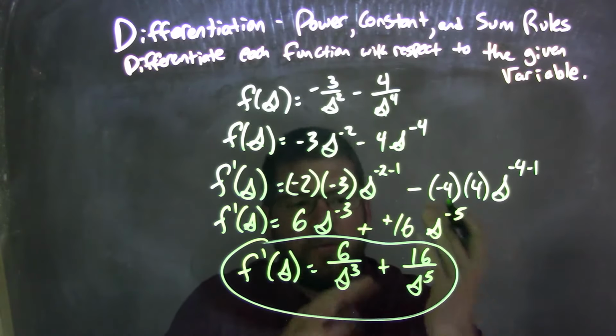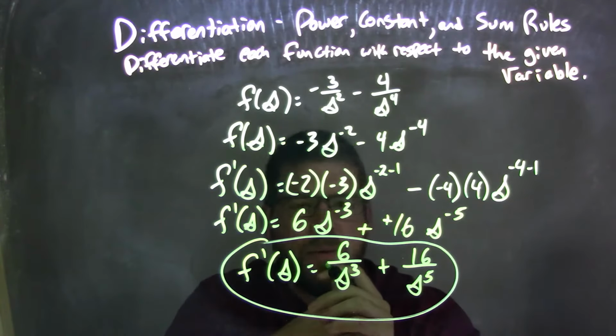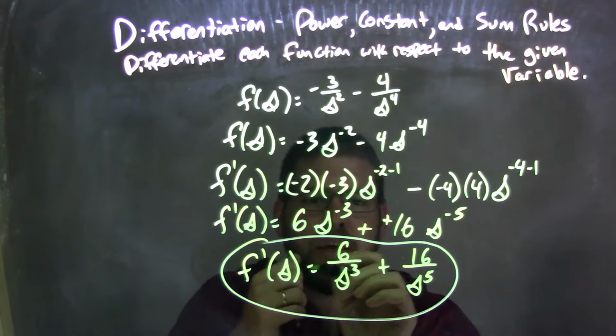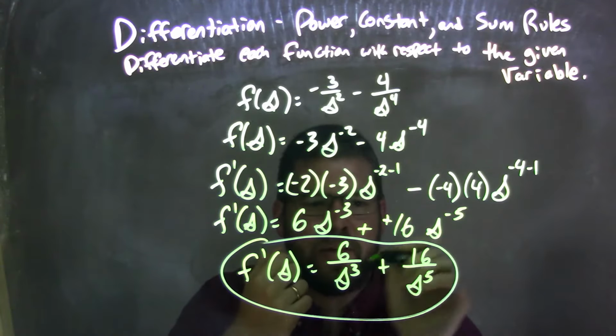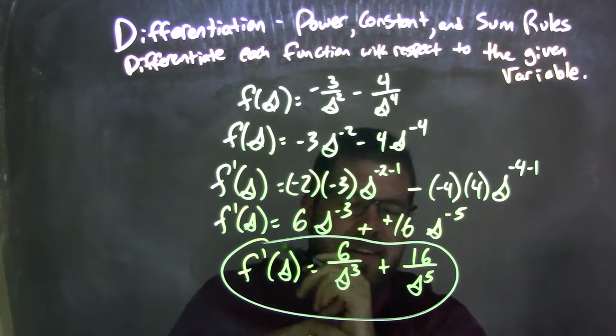From there, I then rewrote them as fractions, and I have a positive exponent for my variable. And so my final answer here is f prime of s is equal to 6 over s to the 3rd plus 16 over s to the 5th. And again, let's not make fun of my s's.